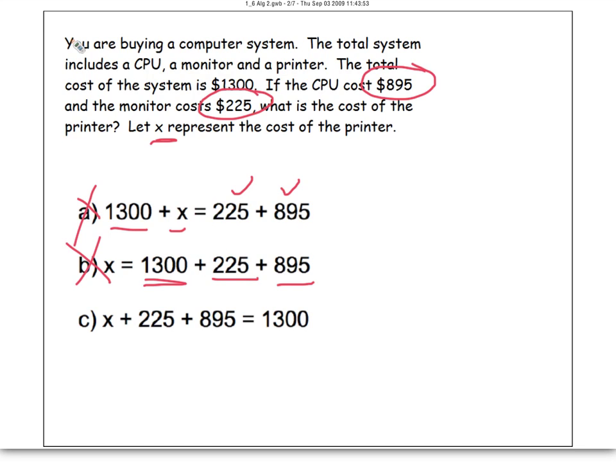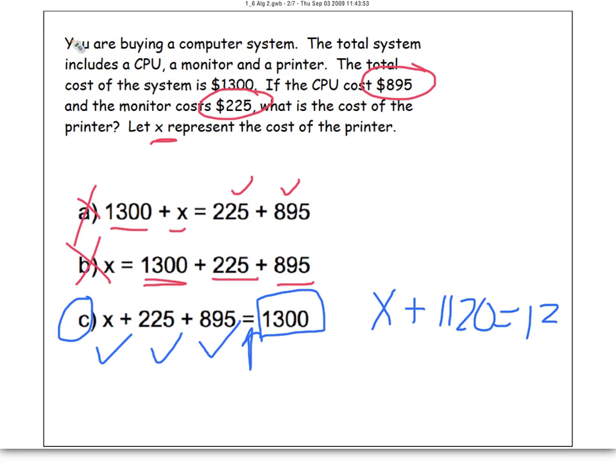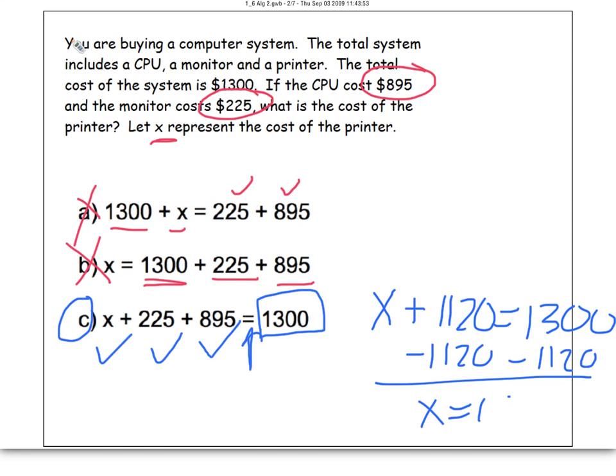The last one is the only one that makes sense because it says the total cost, $1,300, really is the CPU, the monitor, and then the printer. This would be considered an algebraic model that we would come up with. Then we would solve it and answer our question. So let's go ahead and do that. To answer it, let's do 225 plus 895. When you do that, we're going to get x plus 1120 equals 1,300. To get x by itself, let's subtract this from both sides, and x will be 180.